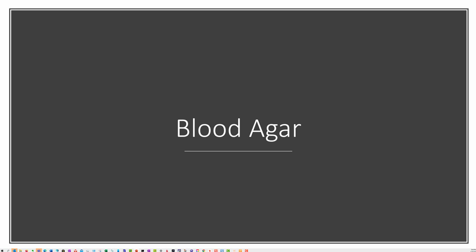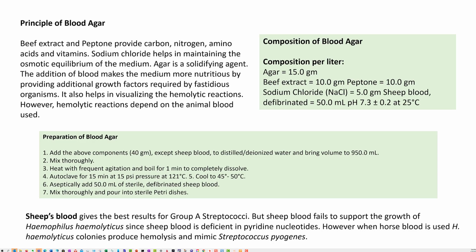A differential media only. So blood agar is only differential. And the principle of blood agar, of course, is looking for some factor that breaks down blood. And we call this hemolytic type of reactions. And it's unique to some pathogens, and we take advantage of it.